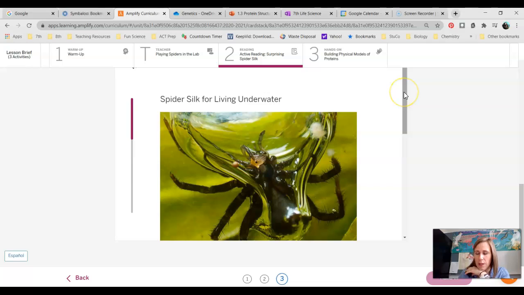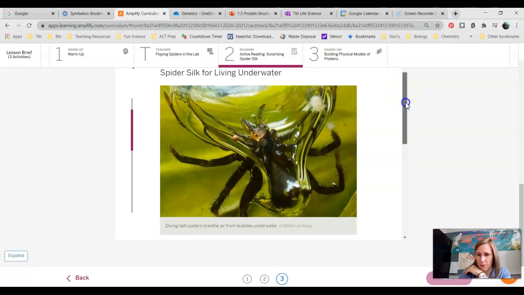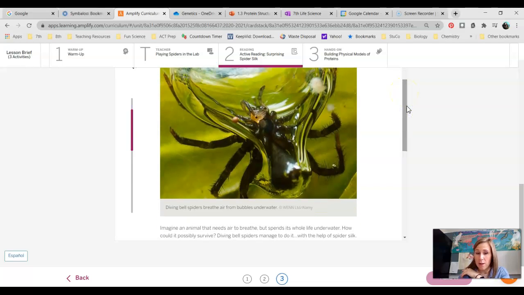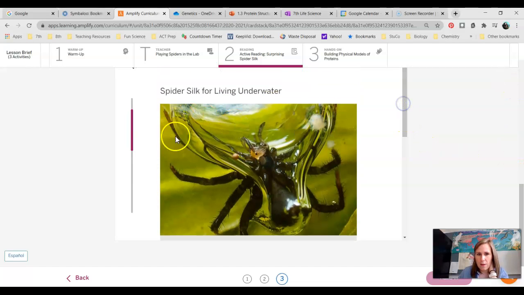This one is pretty cool. Basically, spiders don't have gills. They can't live underwater, but this spider has a unique silk for basically building a little atmosphere underneath the water, and then every time they come up for air, they grab a bubble of air, they take it down, they put it in their little atmosphere, and then they can have a little basically world under the water where they have their own bubble of oxygen that they can live in.